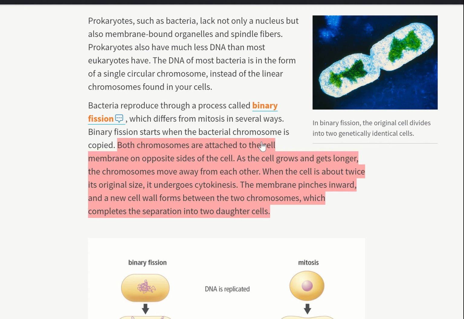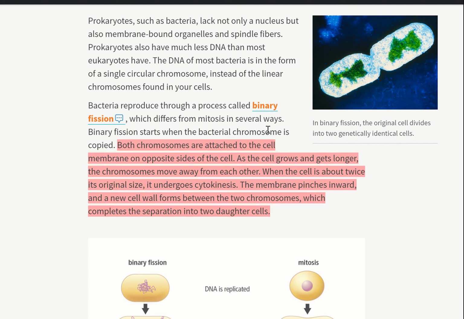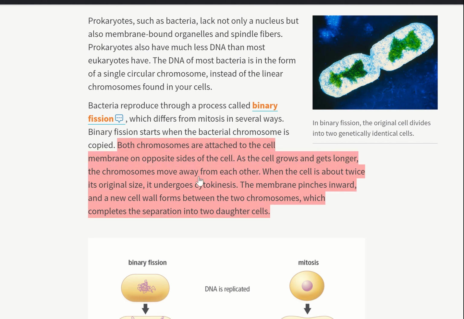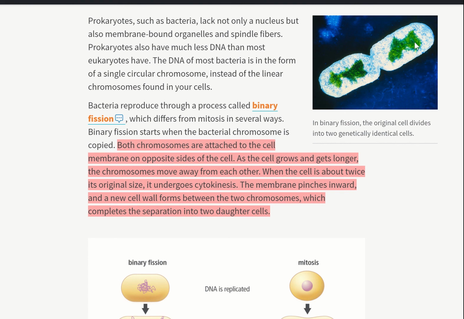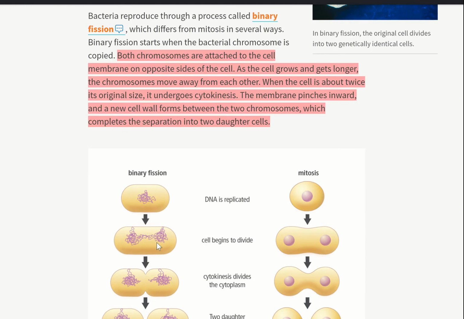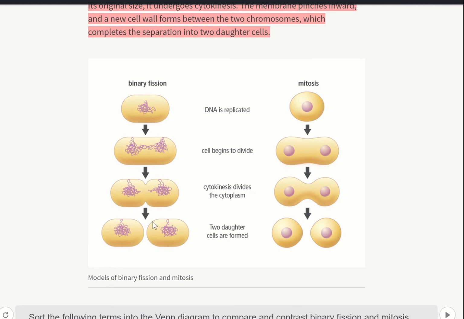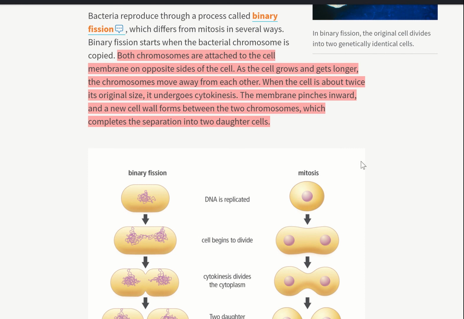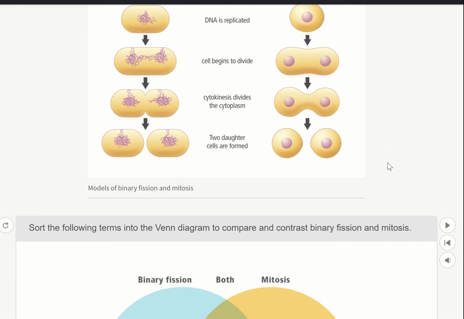First of all, the DNA in prokaryotic cells is not in the form of chromosomes. It's not going to condense. It's going to stay in the form of chromatin, which is going to be very stringy and almost like soup. And what's going to happen is it's going to attach to this end of the cell, and this version is going to attach to this end of the cell, and then the cell is just going to start to elongate. And as it does that, it's going to pull these 2 sets of chromosomes apart, and then the cytokinesis is going to split down the middle.